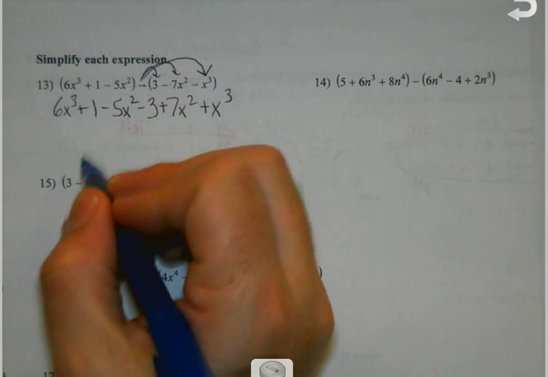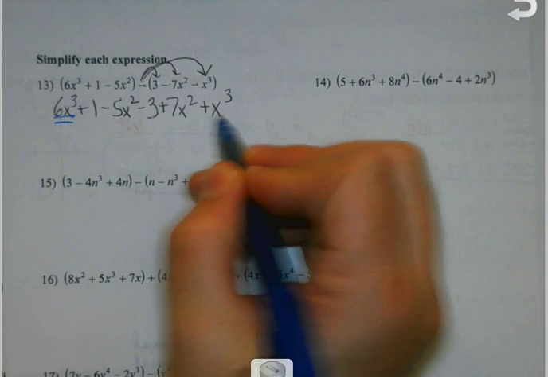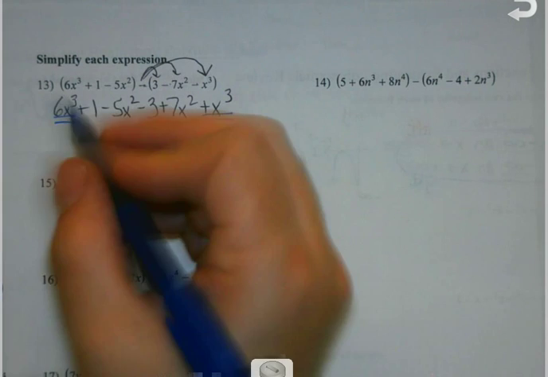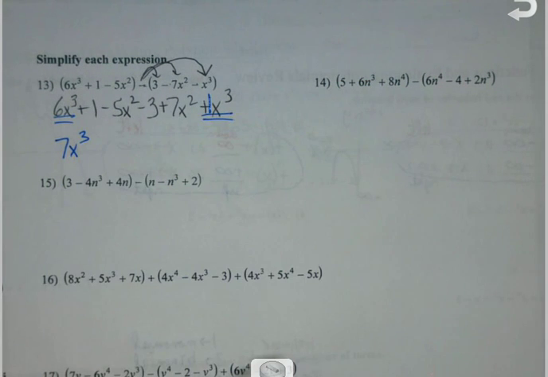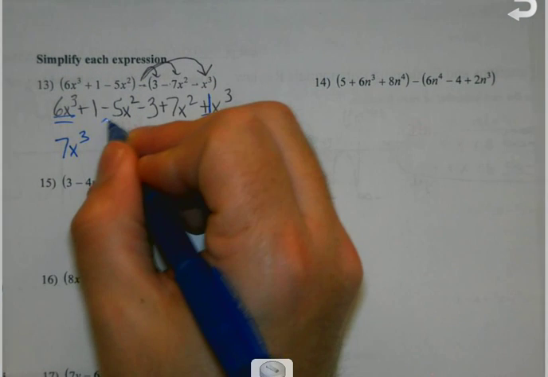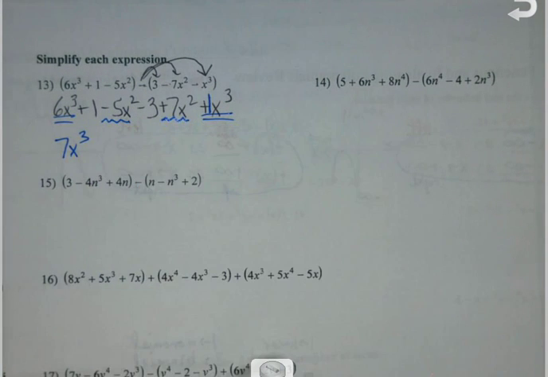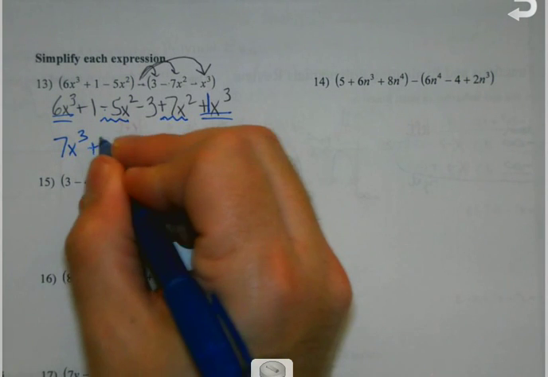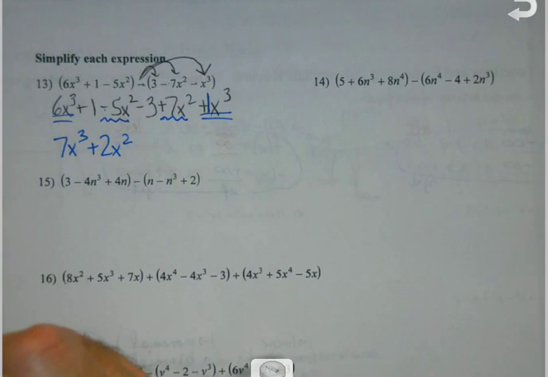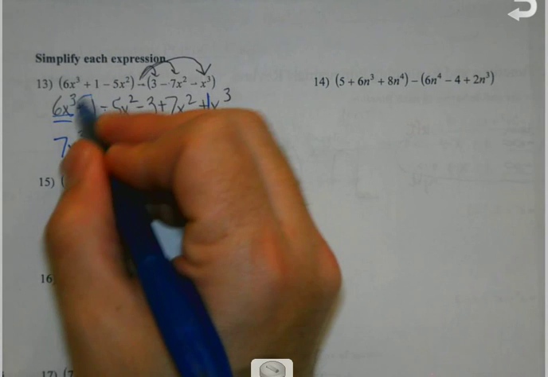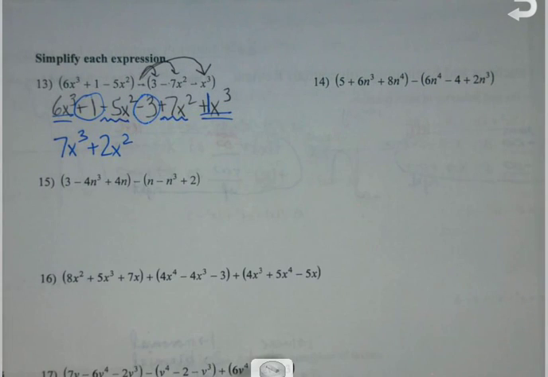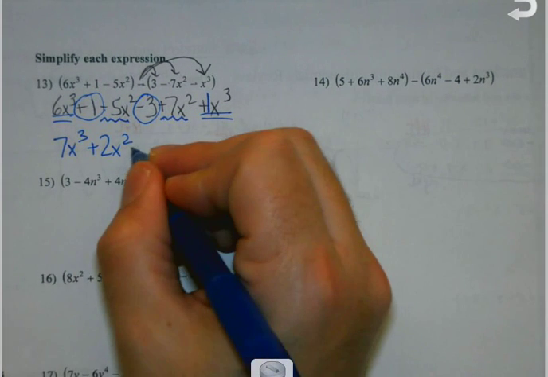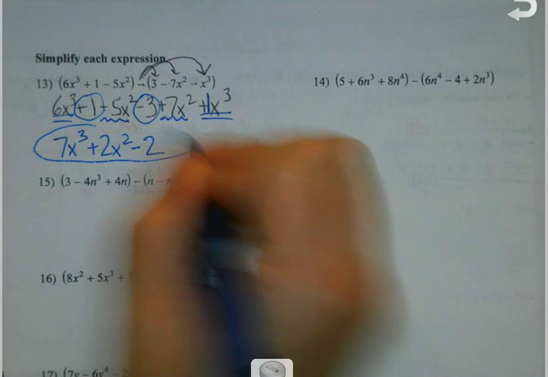So I look, and I'm like, okay, 3 is the biggest one. So any place that I see next to the third, I got 7 of those, because remember, there's a 1 here, even though I don't see it. And then I look for my squareds and watch the signs in front. -5 plus 7 is 2. I don't see any plain x's, but then I see those guys. 1 minus 3 is -2.